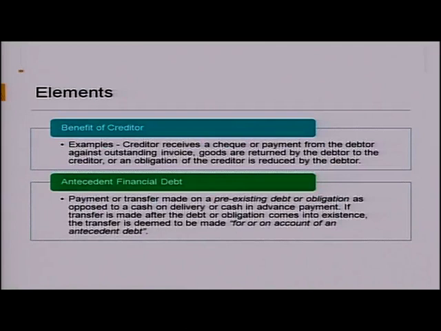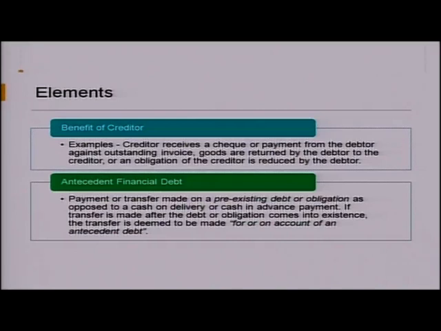Now, the benefit of a creditor, I can give a few examples. A creditor who receives a check or payment from the debtor against an outstanding invoice in preference to the other creditors. Goods are returned by the debtor to the creditor because he is not able to consume them, and he returns that. But obviously, this has been given a preference. And lastly, an obligation of the creditor is reduced by the debtor. So these are certain examples which can be given.